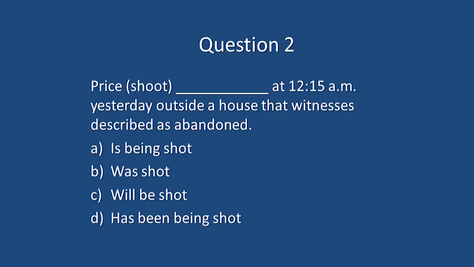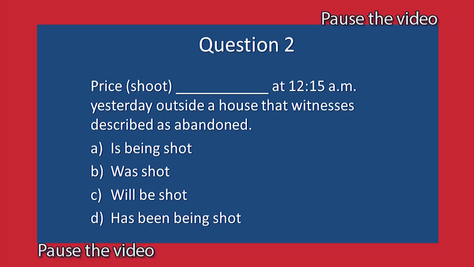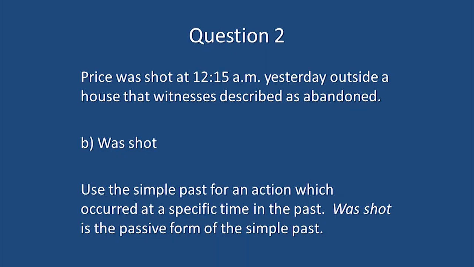Last exercise. Pause the video and choose the correct verb. Okay, have you chosen an answer? Was shot is correct. This is the passive form of the simple past. We use the simple past because there is a specified time. For more practice with verb tenses, see the web links section of the course.